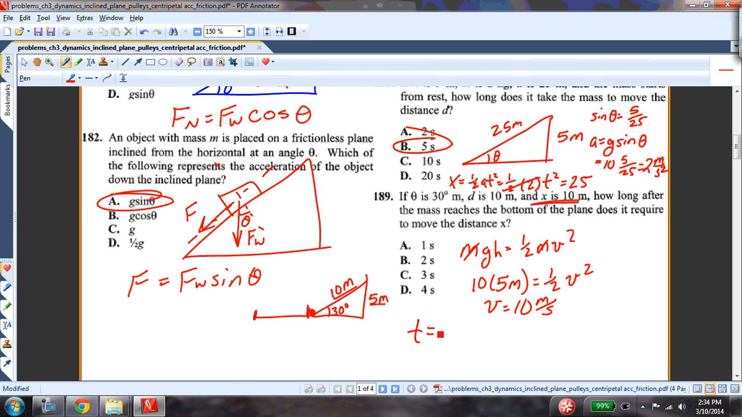So it's pretty simple. There's no acceleration down there. So t is just d over v. That's 10 meters over 10 meters per second. Let's just check my units, make sure I've written this correctly. See, my meters cancel out, and I'm left with 1 second. So the answer for 189 is A.